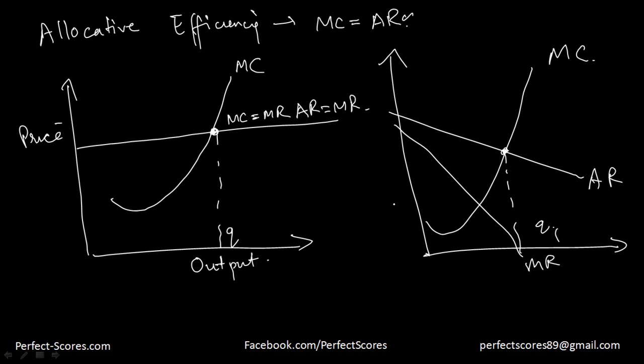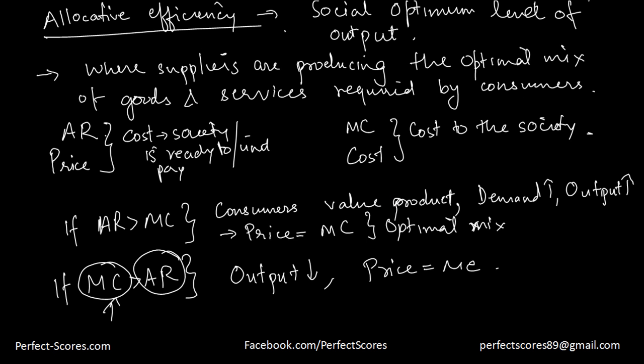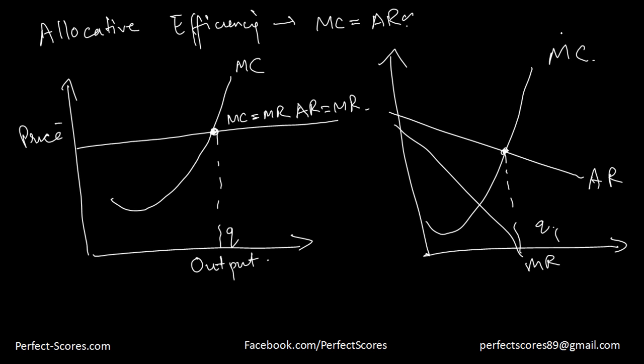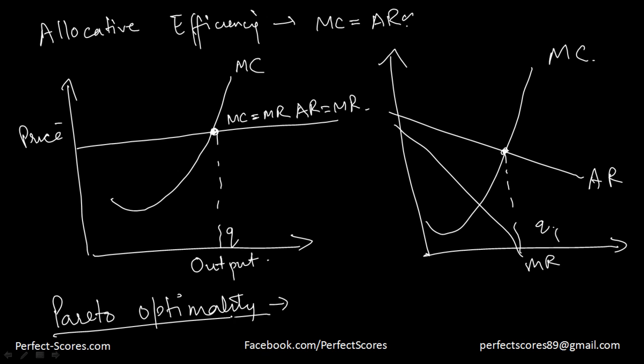Right now, what is happening at allocative efficiency? At allocative efficiency, why do we call it a social optimum level of output? Because at this point, there is a situation of Pareto optimality, right? Because at this point, it's a perfect social mix. Everyone's need, or everyone's utility is satisfied, and you cannot make anyone better off without making someone else worse off. So this is actually the situation of Pareto optimality.